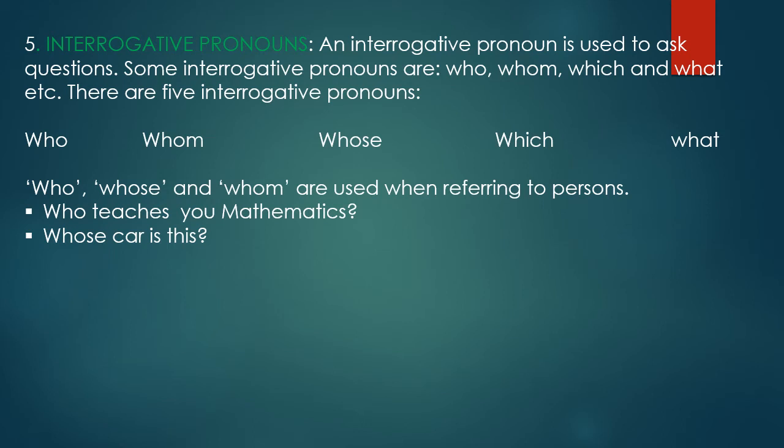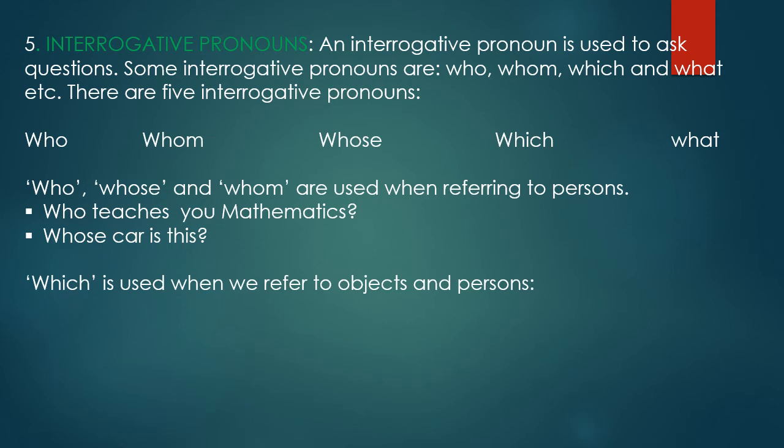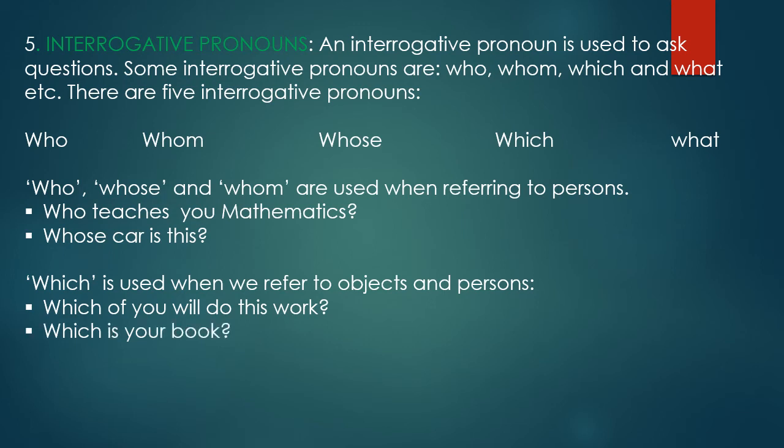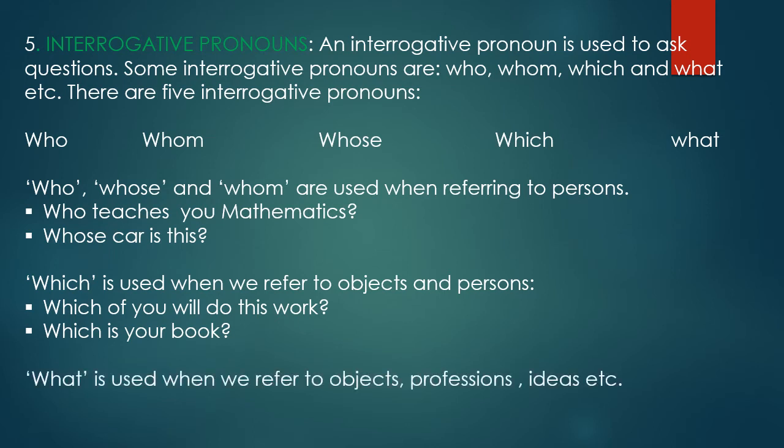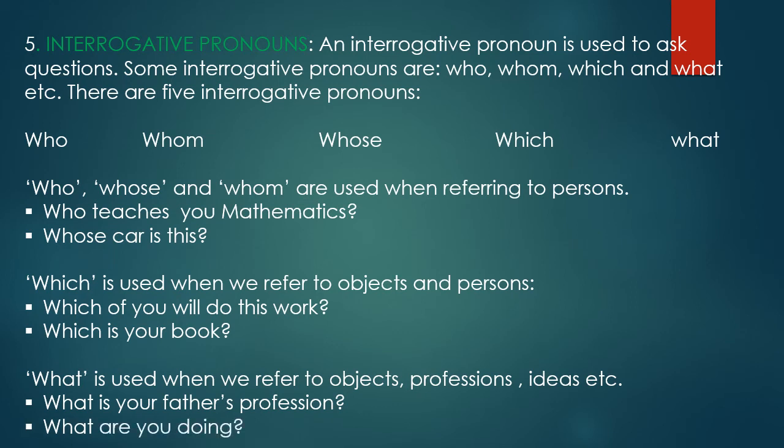Okay. Second one is which, which is used when we refer to objects and persons. For example, which of you will do this work? Which is your book? So this way, you may use which in the sentences when it delivers the appropriate sense. Then comes what. What is used when we refer to objects, professions, and ideas, etc. For example, what is your father's profession? What are you doing? So this way we use the interrogative pronouns.